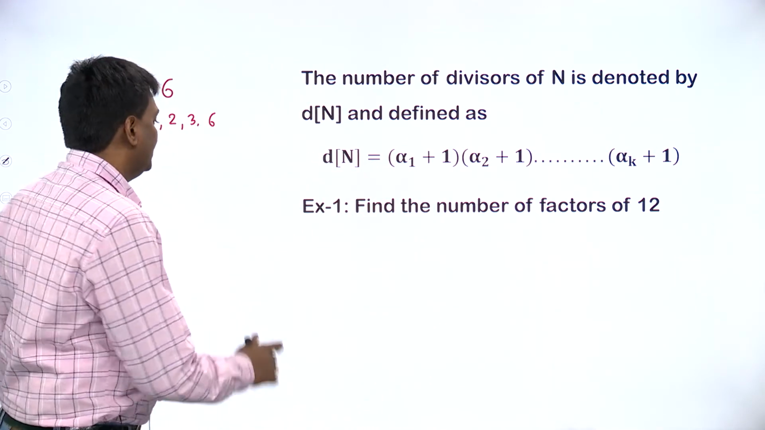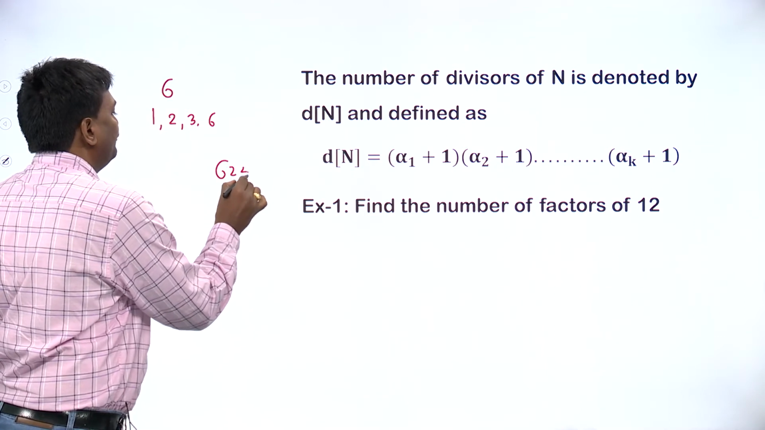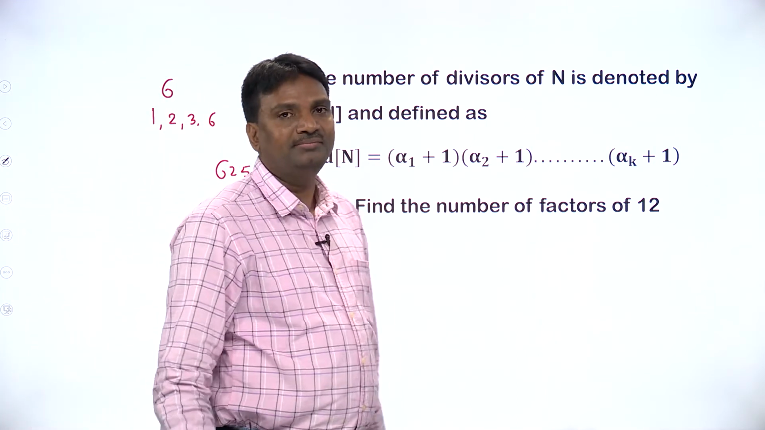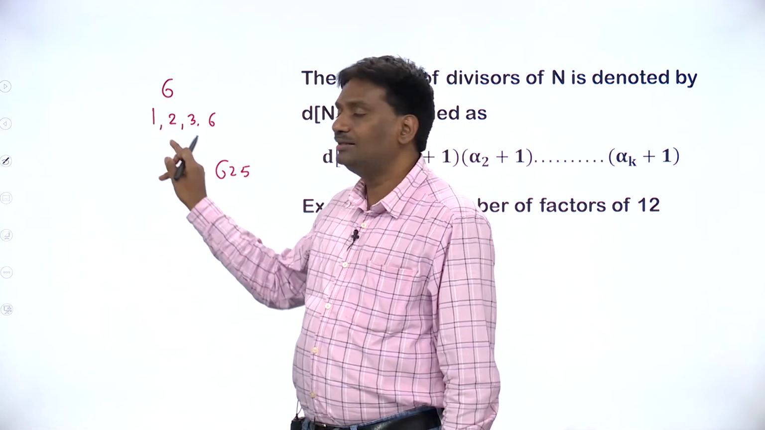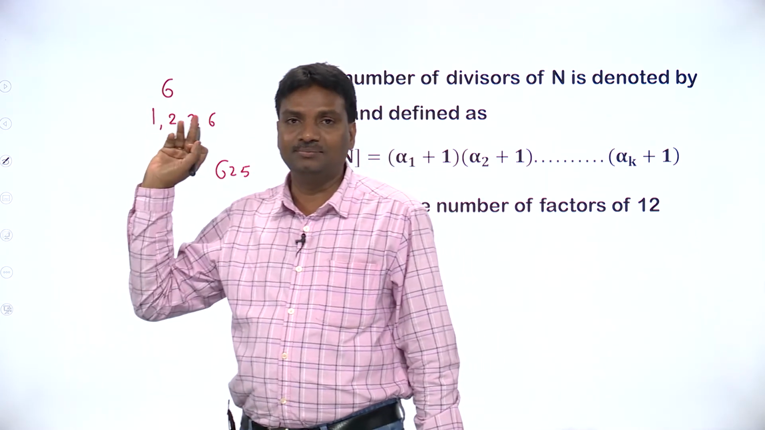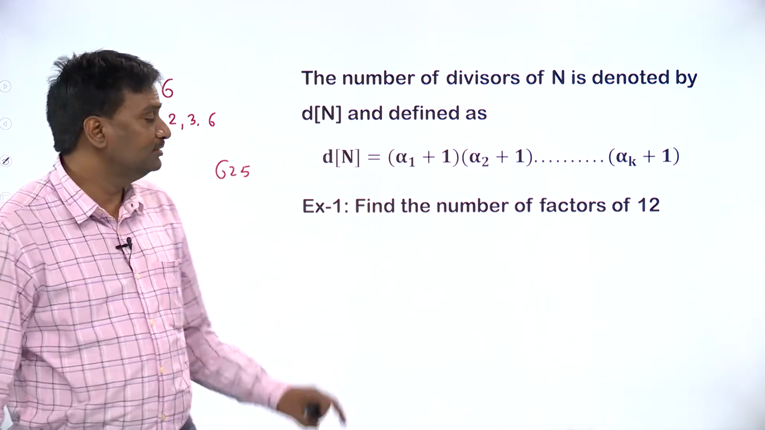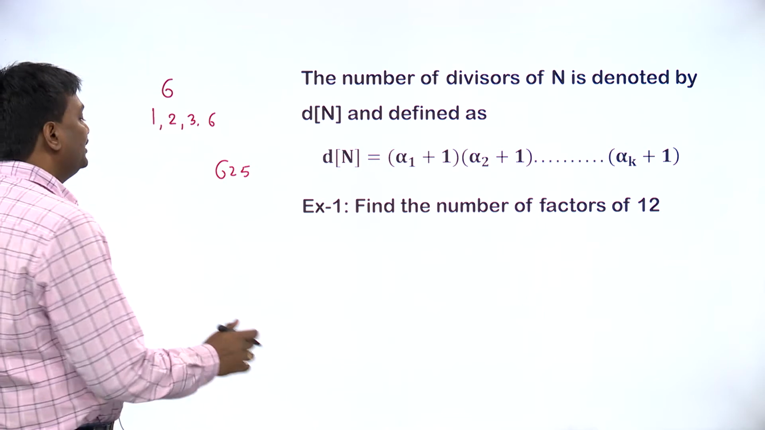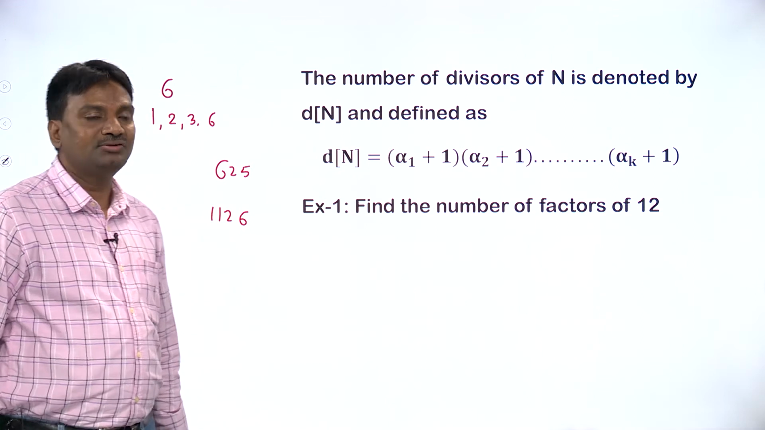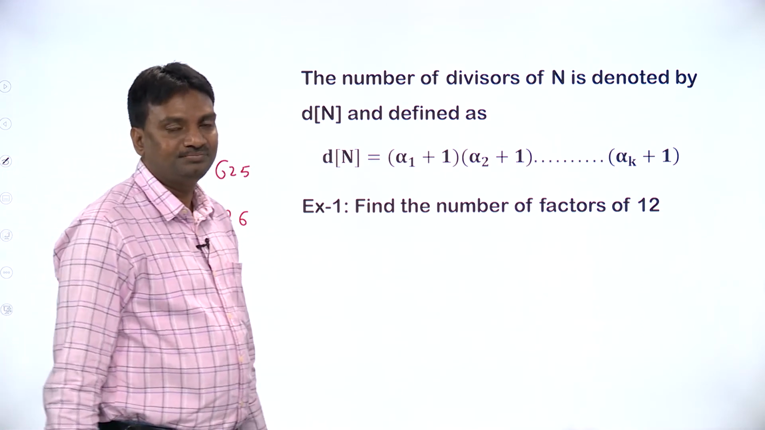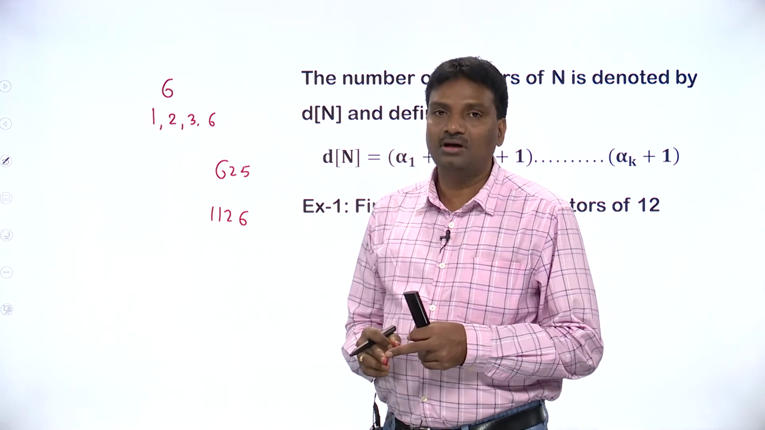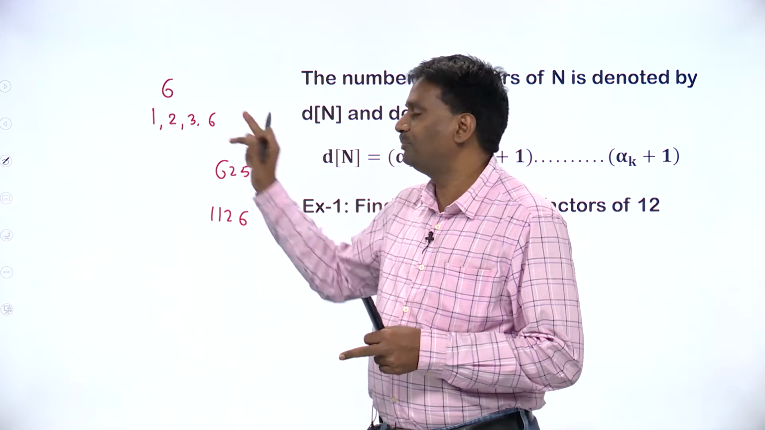If you have a number like this, find the number of factors of 625. To find the factors of 625, it is not easy to list the factors like 1, 5, and so on, because 625 is a big number. If you have a number like 1126, find the number of factors of the number 1126. For 1126 also it is not easy to express like this.